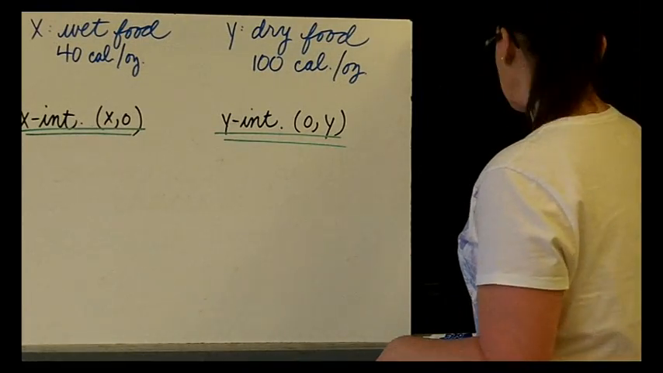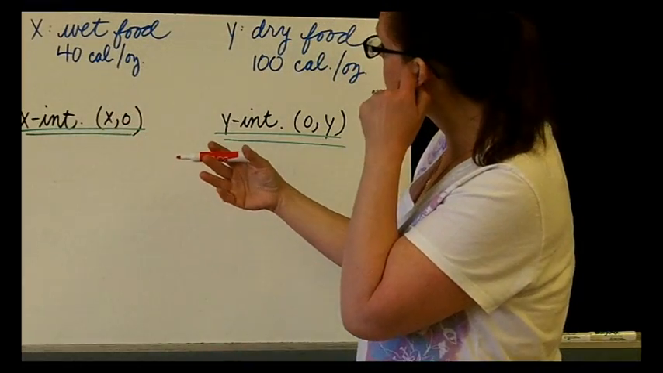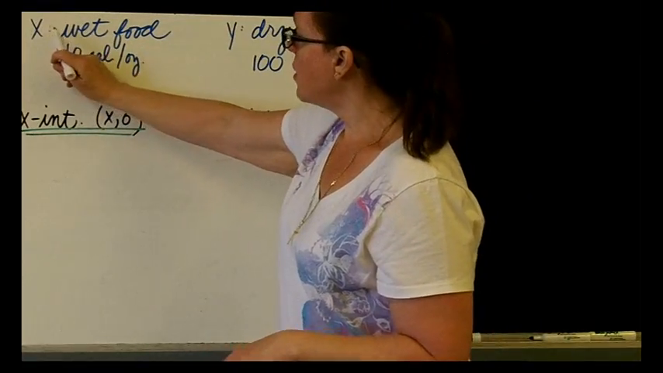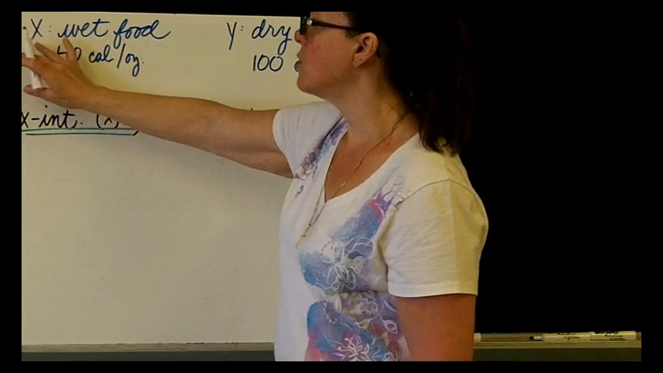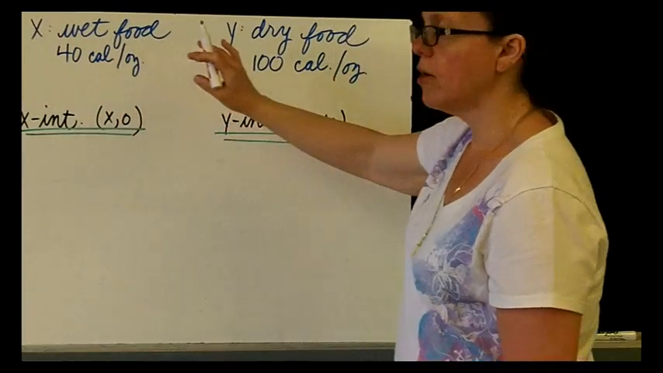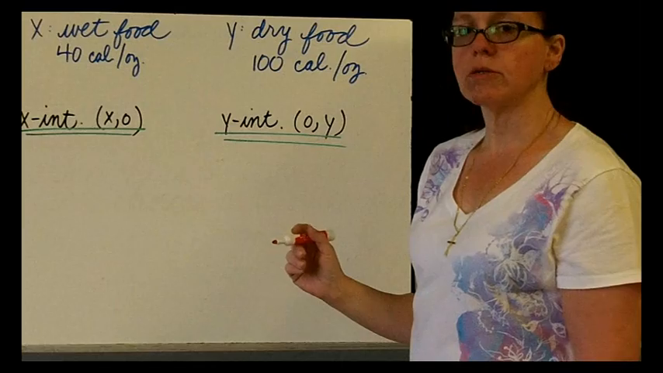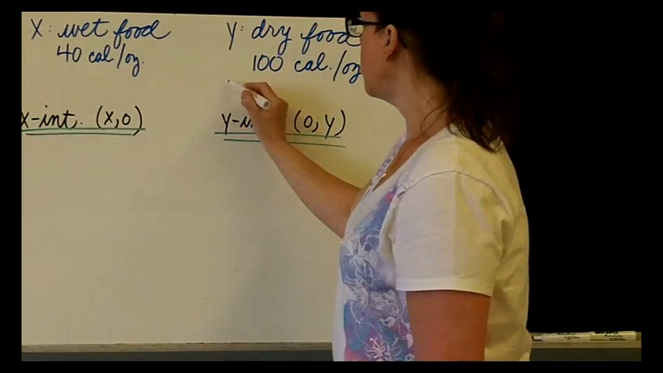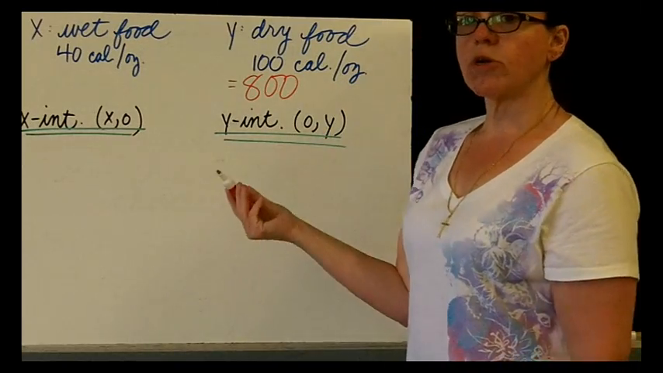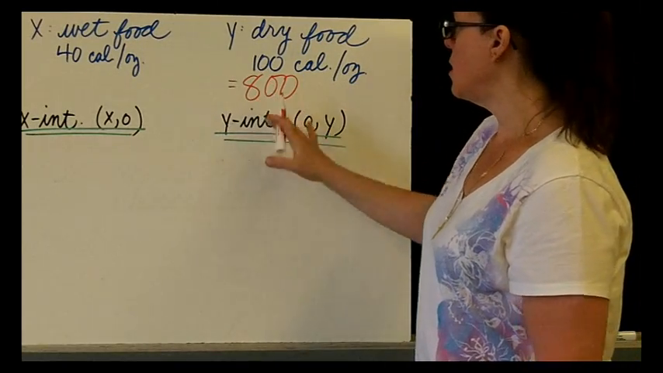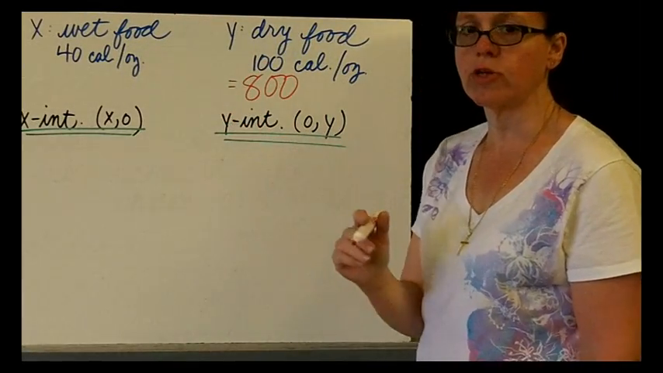And for this problem, I just wrote this down. This is how I attack these problems. I write down what I know. We know that we can feed our dog wet food that has 40 calories an ounce, and I'm going to call that x. And my y is going to be the dry food, which is 100 calories per ounce. Now we know that our dog can eat a total of 800 calories. That's where I start, equaling 800. Whatever combination of the x and the y has to be exactly 800 calories.